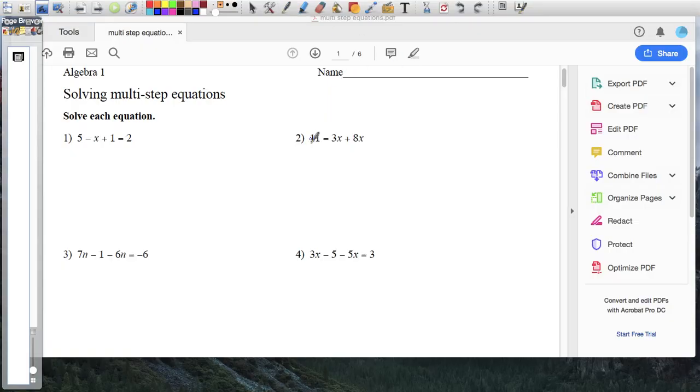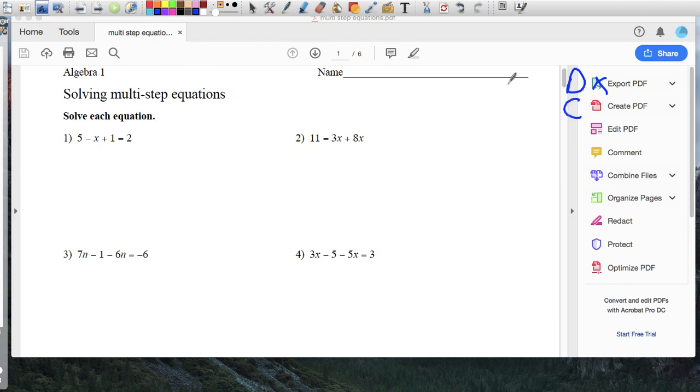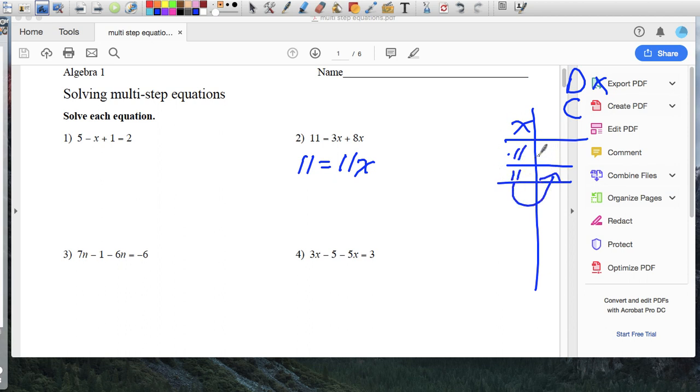Again, in this case, I don't have distributive property, but I do have combining like terms. I'm going to combine these two. So it's 11 equals 11x. If you were to draw a story, you get that x is being multiplied by 11. That gives you 11. So it's a very simple one, right? The only thing you need to do is divide both sides by 11. If you divide both sides by 11, they simplify to 1, or just x, and 11 divided by 11 is 1.